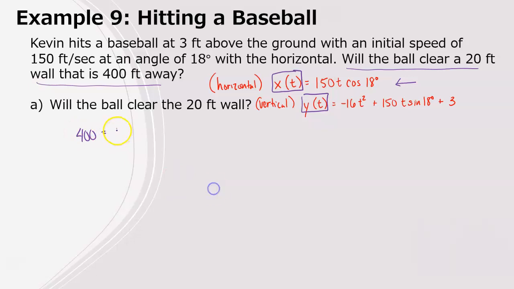And we're going to say that that equals 150t times the cosine of 18, and I want to solve for t. So if I solve for t, I'm going to divide both sides by 150 cosine of 18 degrees.